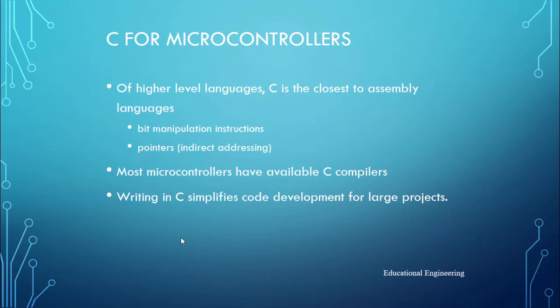Writing in C simplifies code development for large projects. It makes it way much easier. It helps you get the job done with few lines of code. Instead of writing 100 lines, you can do the very same code using 10 lines in C language.